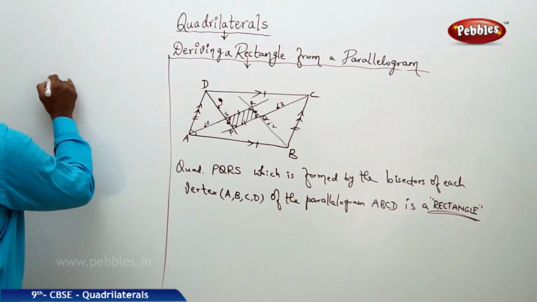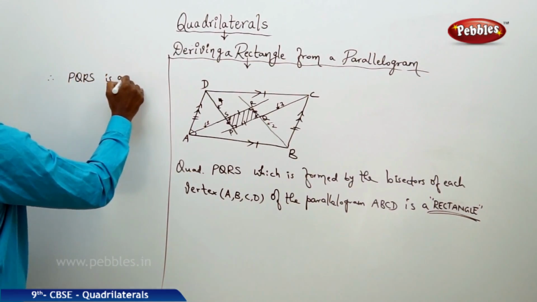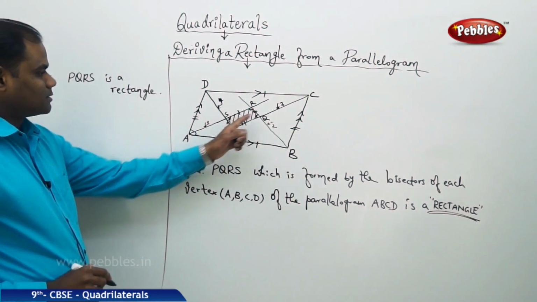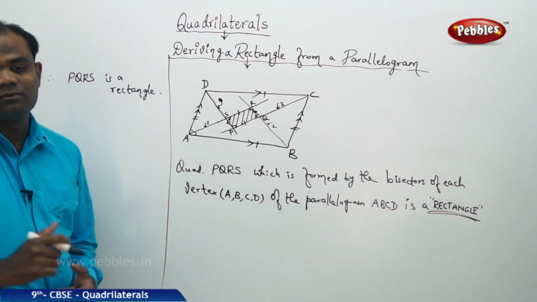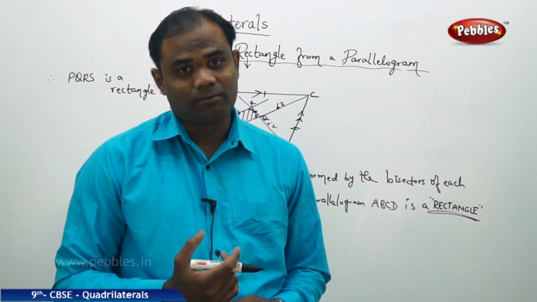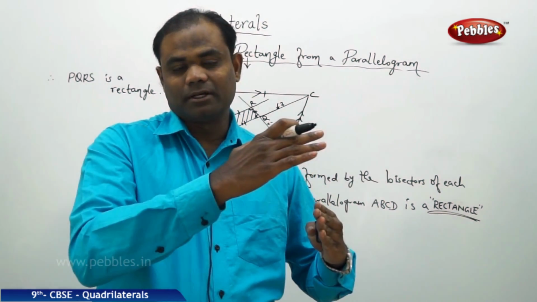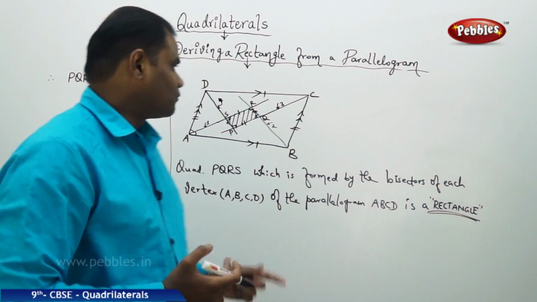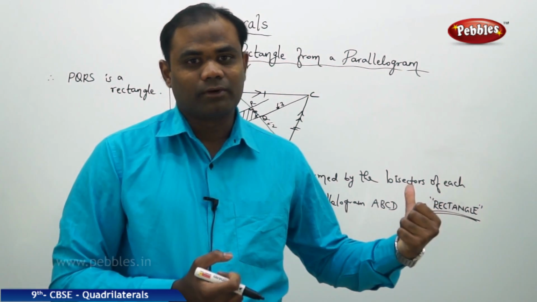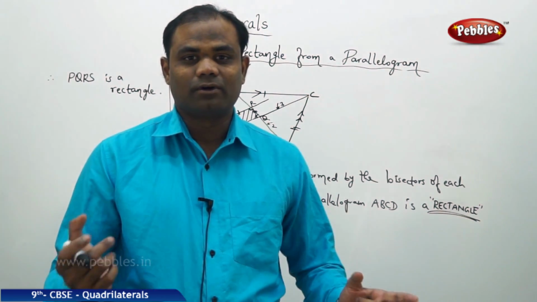Therefore, PQRS is a rectangle, and each of the angles is 90 degrees and opposite sides are equal. That is how we understand the concept of a rectangle derived from a parallelogram. So for any parallelogram whose angle bisectors meet at four different points, that four-sided closed region is a rectangle. This holds for any parallelogram. Rectangle derived from a parallelogram.